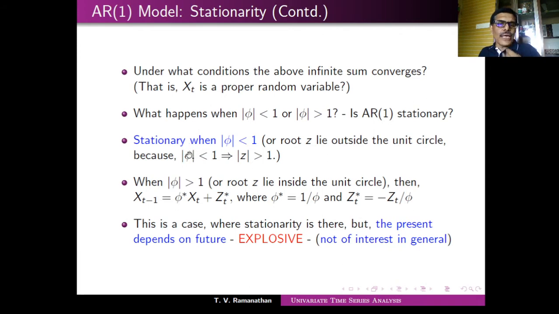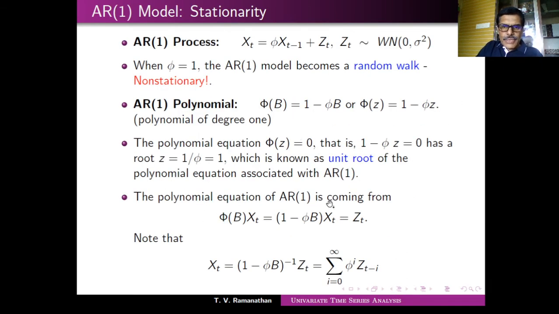So the answer to that is when absolute of phi less than 1, you can see that the roots z lie outside the unit circle, because absolute of phi less than 1 implies z is greater than 1. Where do you get that? You get it from this previous one. For example, in this equation, phi is equal to 1 by z. So when phi is less than 1, 1 by phi should be greater than 1. That means z should be greater than 1.